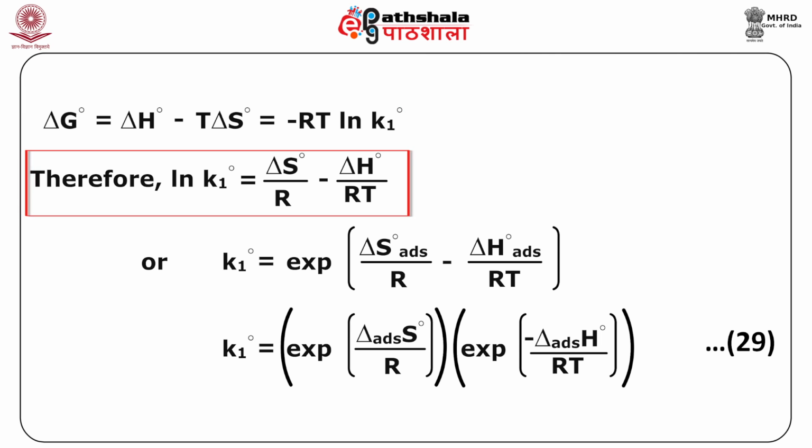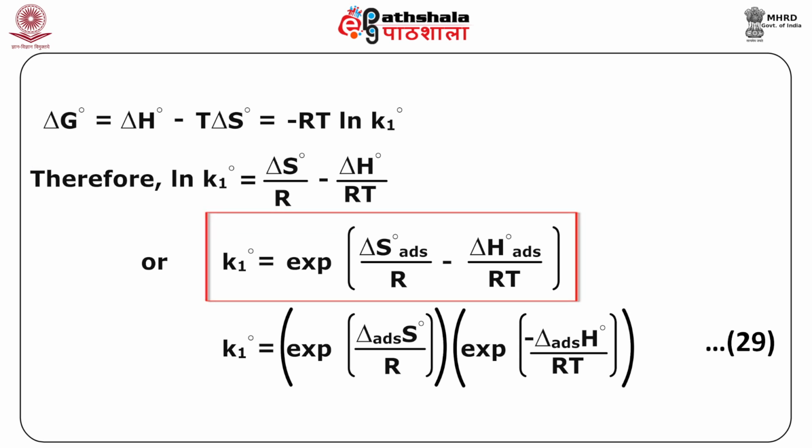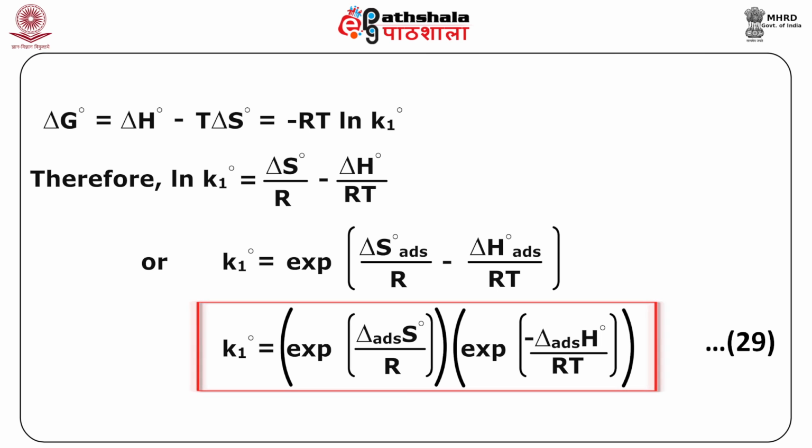Therefore, ln K1 naught equals delta S by R minus delta H naught by RT, or K1 naught equals exponential of delta S naught of adsorption divided by R minus delta H naught adsorption divided by RT. Or K1 naught can be given by equation 29 as exponential of delta S adsorption by R into exponential of minus delta H naught adsorption by RT, where delta S naught adsorption and delta H naught adsorption are the standard entropy and standard enthalpy change for adsorption respectively, for monolayer formation of gas molecules on the adsorbent surface.